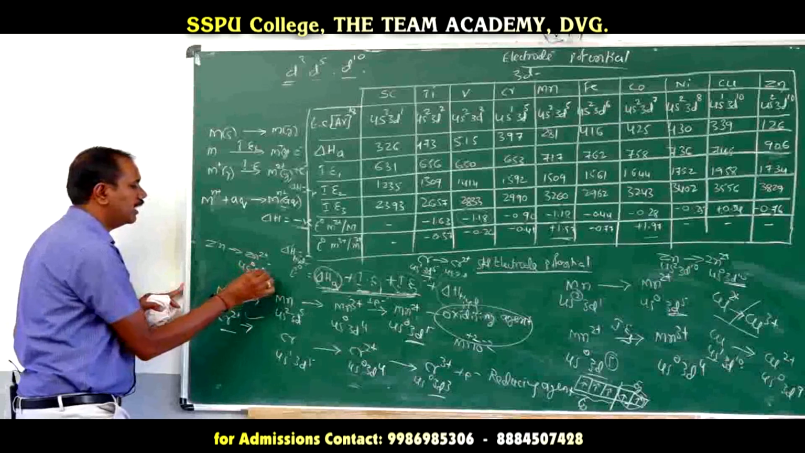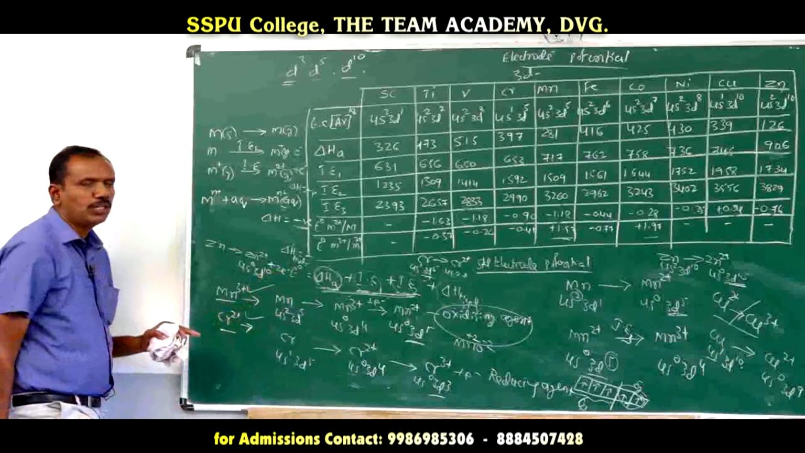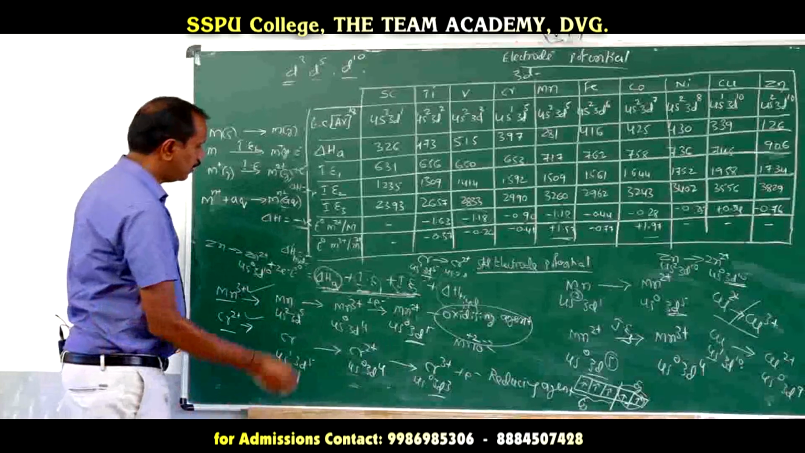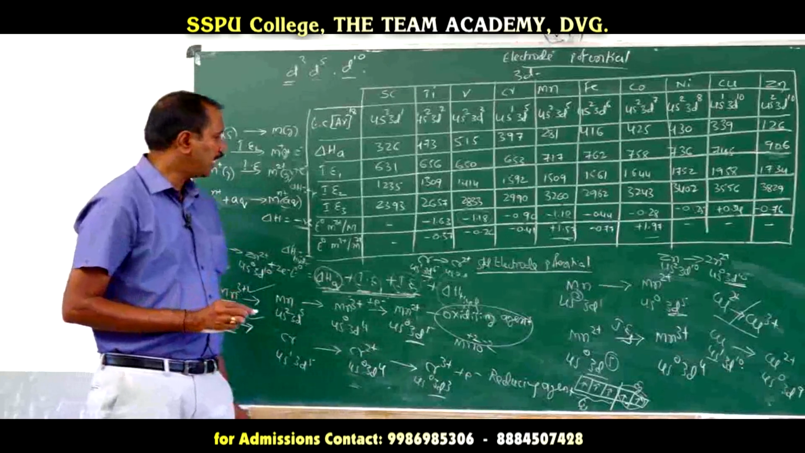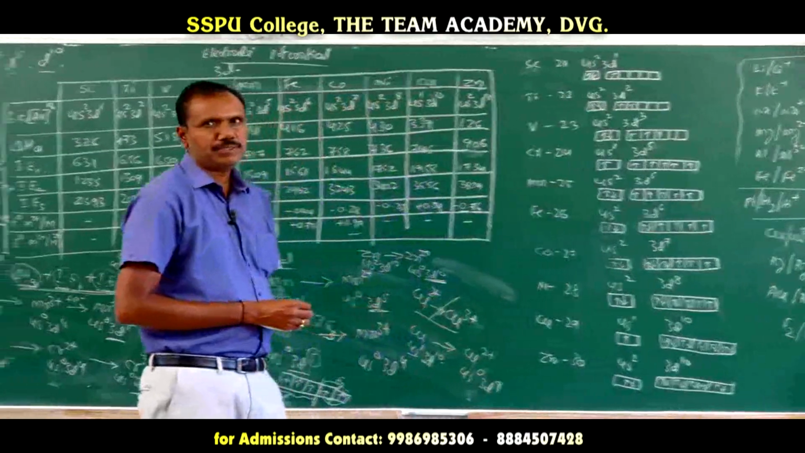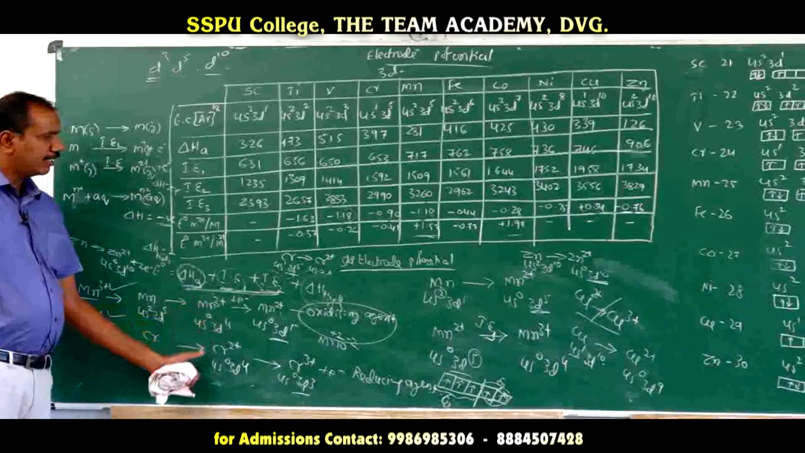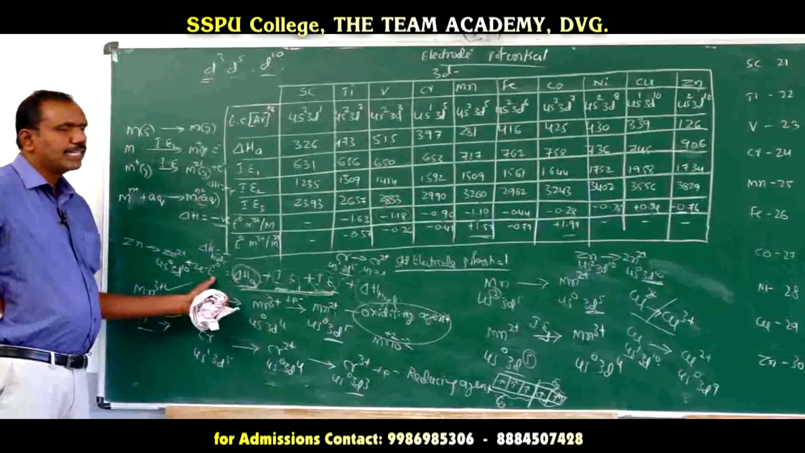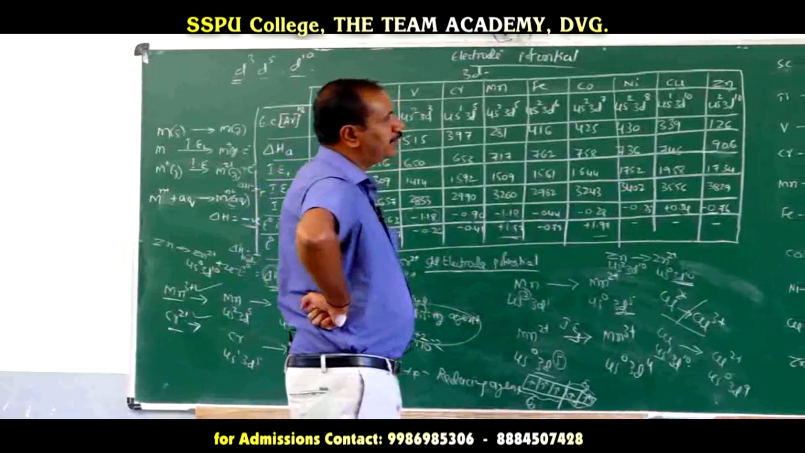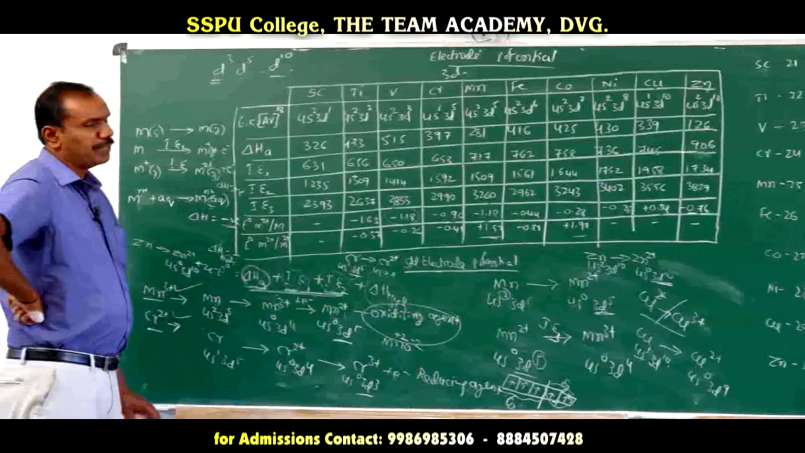4s0 3d10 configuration, a more stable configuration, means it can lose electrons, hence it acts as a good reducing agent. Like that, we can predict the oxidizing and reducing properties of those elements. We can predict the reactivity of those elements. So how can we predict the reactivity or the oxidizing and reducing properties? That is on the basis of the electrode potential.